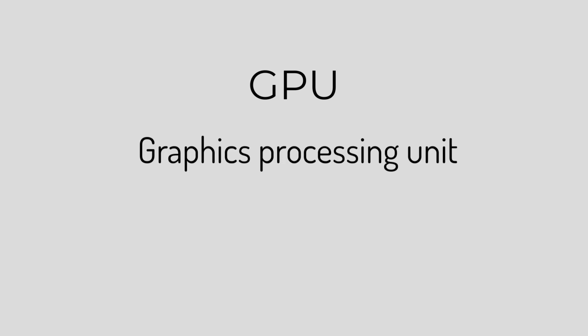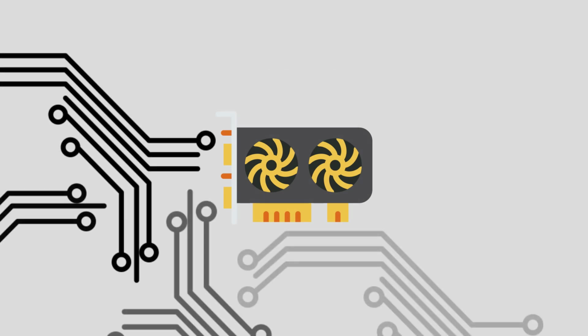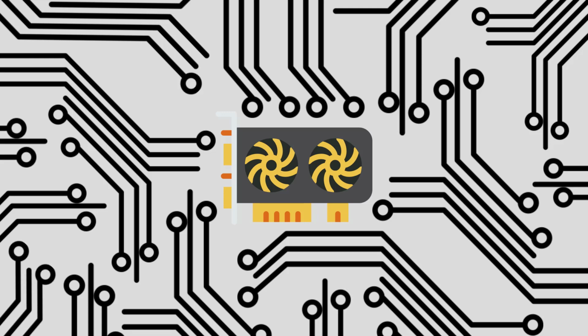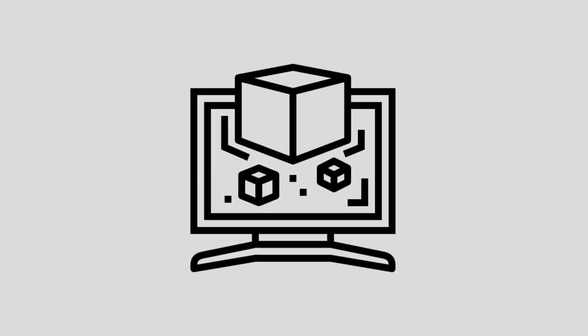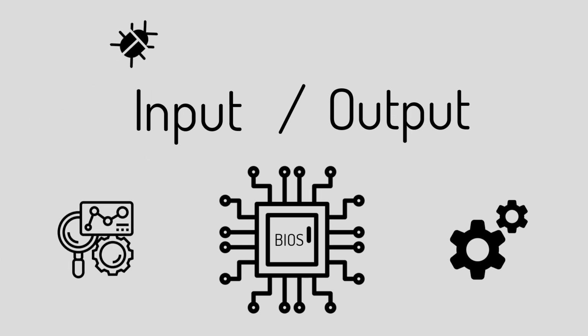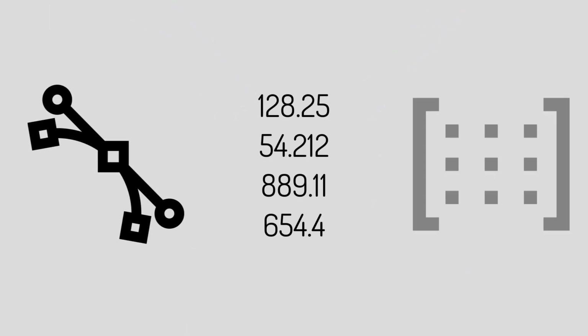GPU stands for Graphics Processing Unit, and it's just like a small PC. It has its own RAM and its own CPU. A GPU is a specialized electronic circuit designed to rapidly manipulate and alter memory to accelerate the creation of images. This includes both 2D and 3D calculations, but GPUs primarily excel at rendering 3D graphics. It also has an input-output system, known as the BIOS chip, which stores the card's settings and performs diagnostics on the memory. GPUs are also computer chips that perform rapid mathematical calculations to render images, and especially to calculate floating point, vector, and matrix operations.